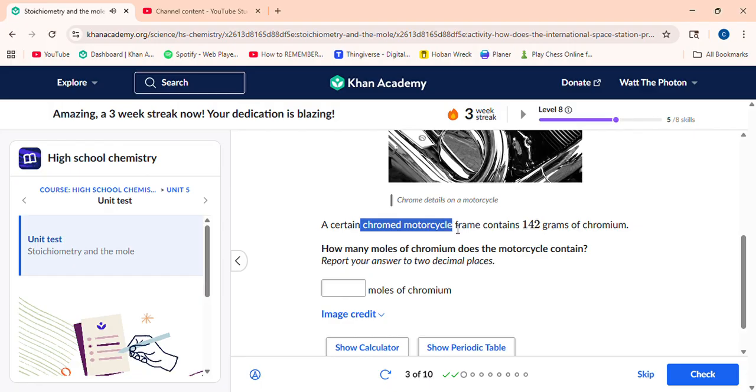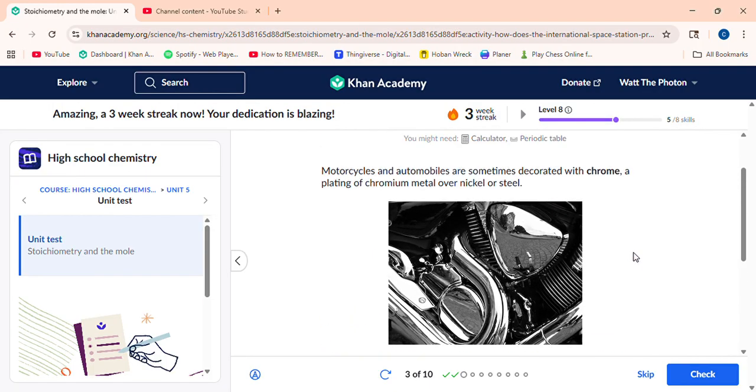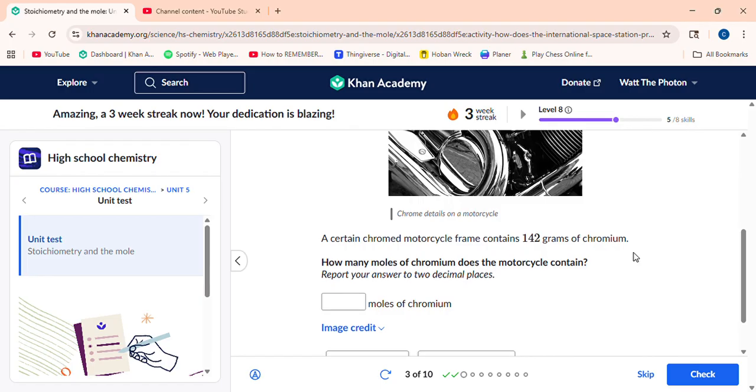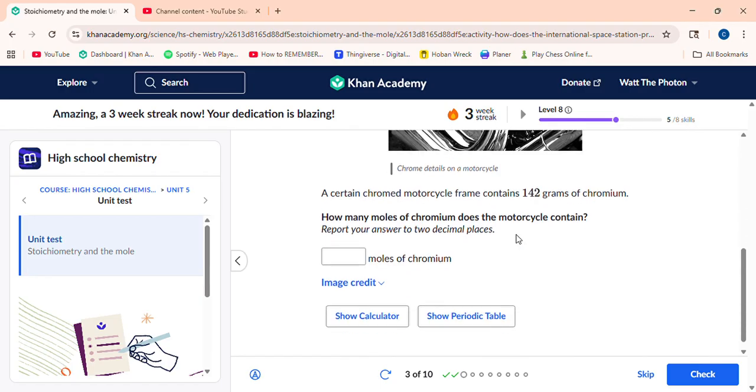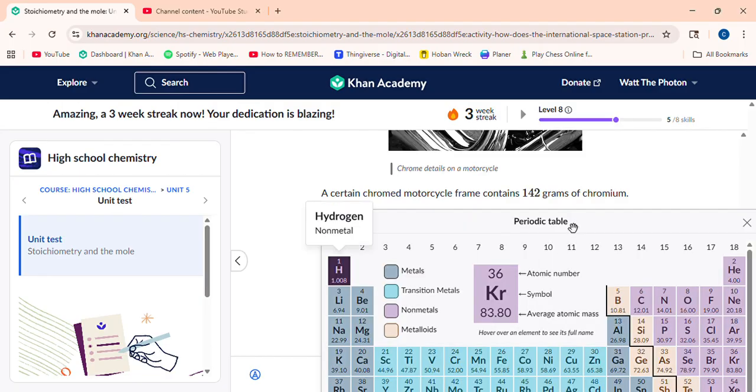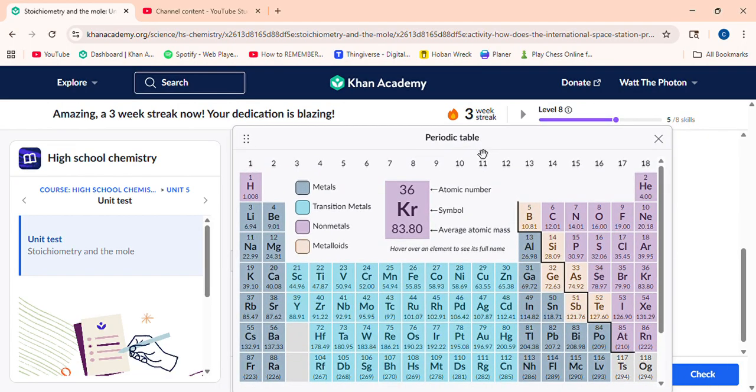A chrome motorcycle contains 142 grams of chromium. How many moles of chromium does the motorcycle contain? Okay, so it contains 142 grams, and we're going to need the grams per mole. It gives us the amount of grams, so we use the periodic table. So Cr is probably here, yeah.